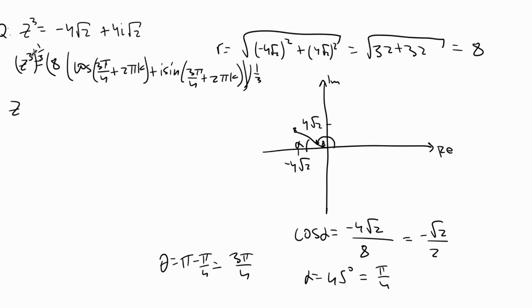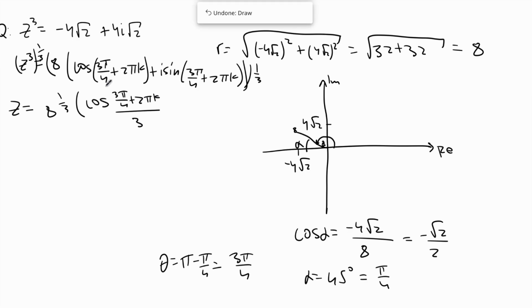Now, if I expand this, it's going to be z equals a to the power of 1 over 3, times cosine of (3 pi over 4 plus 2 pi k) over 3, plus i sine of (3 pi over 4 plus 2 pi k) over 3.